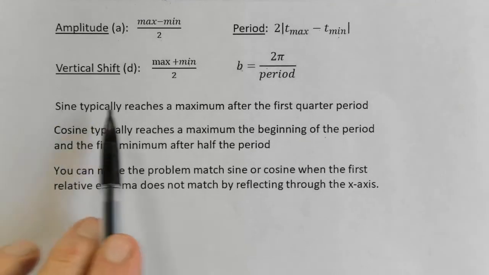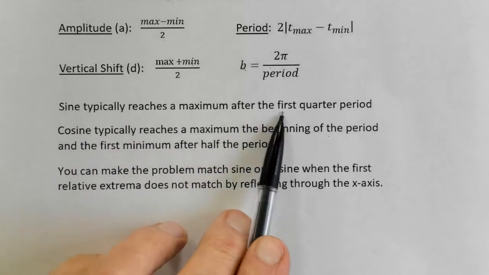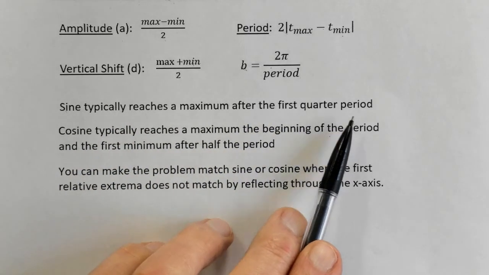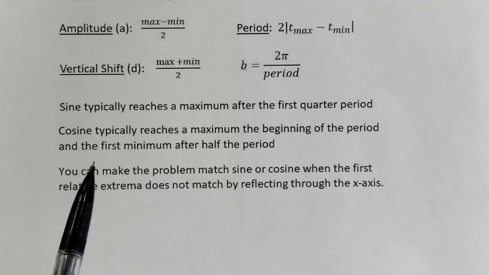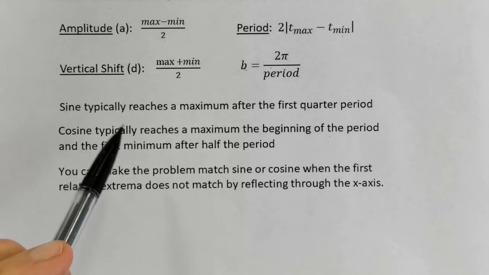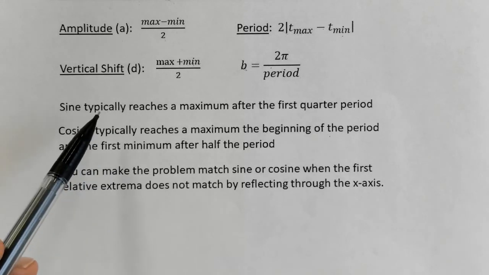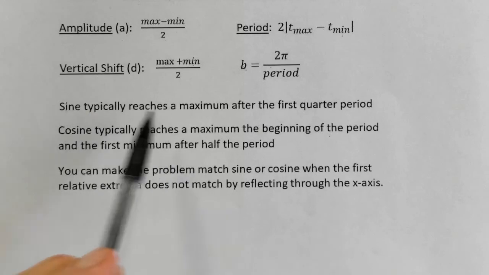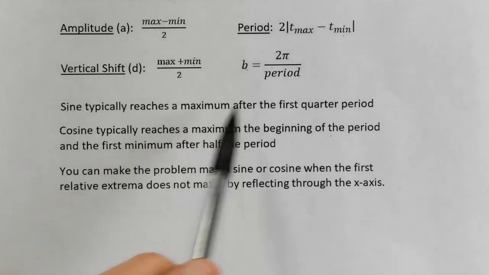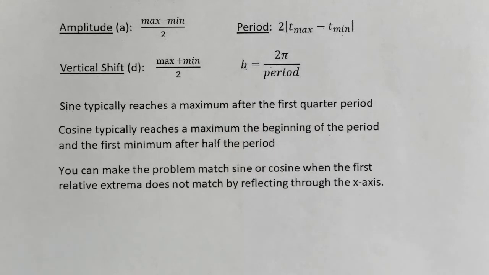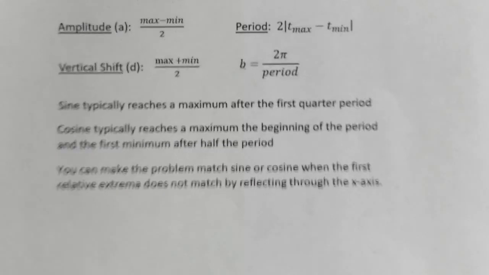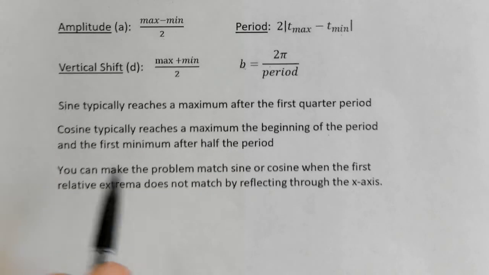So sine typically reaches a maximum after the first quarter period. By knowing that, if you've got a problem where the maximum comes first, then you can see that, okay, typically my sine is going to reach a maximum after the first quarter period. How much do I need to shift that left or right to make it match the specific problem that I have in this harmonic motion, right?